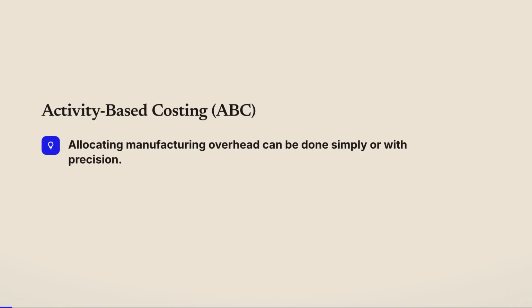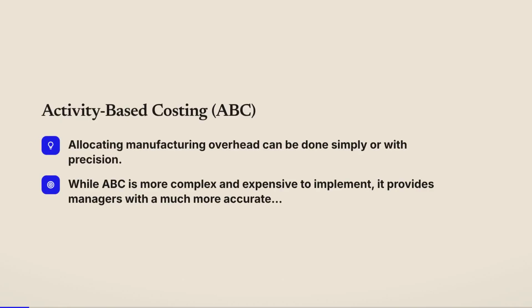Allocating manufacturing overhead can be done simply or with precision. Plant-wide costing uses a single overhead rate for the entire factory, often based on direct labor hours. However, this can be misleading if one product uses more electricity while another uses more machine setups. Activity-based costing, or ABC, solves this by assigning costs based on the actual resources consumed.